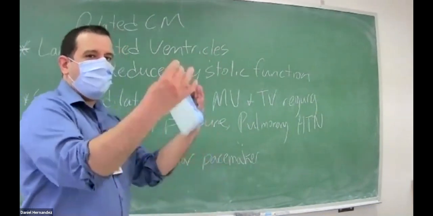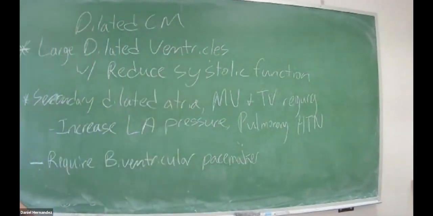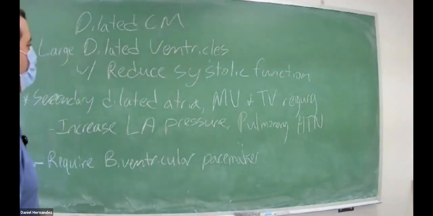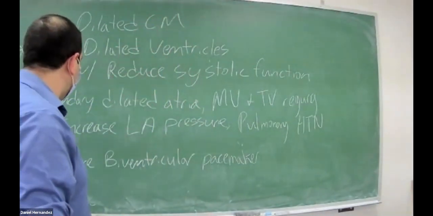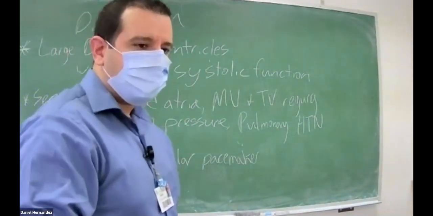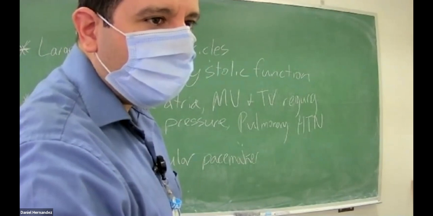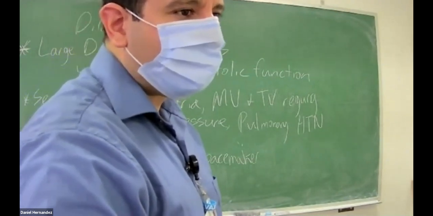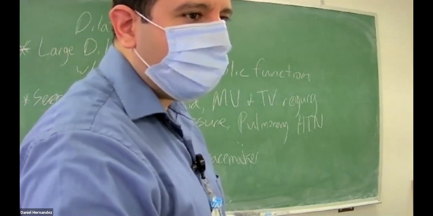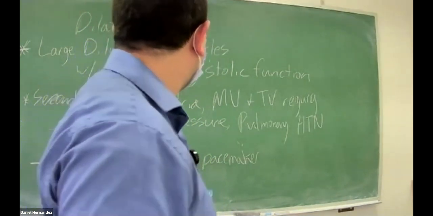Those regurgitant jets are typically central jets, as opposed to eccentric jets guided towards the wall. So those jets are typically in the center of the chamber. We said with dilated cardiomyopathy, the heart takes on a more spherical shape.